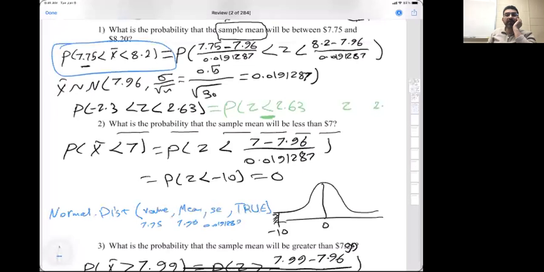So you will apply this function. Don't forget that the function gives you the area to the left. It's like the table. So to apply this function here, you will apply it twice, one for 7.75 and another one for 8.2. Okay, so let's go to Excel.